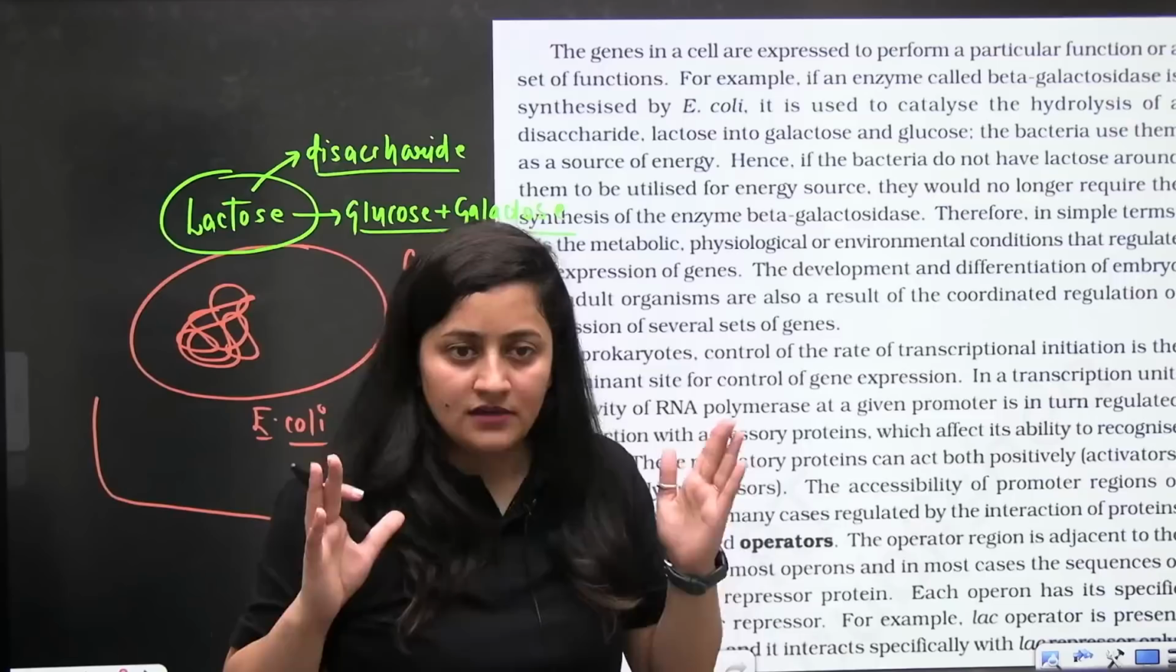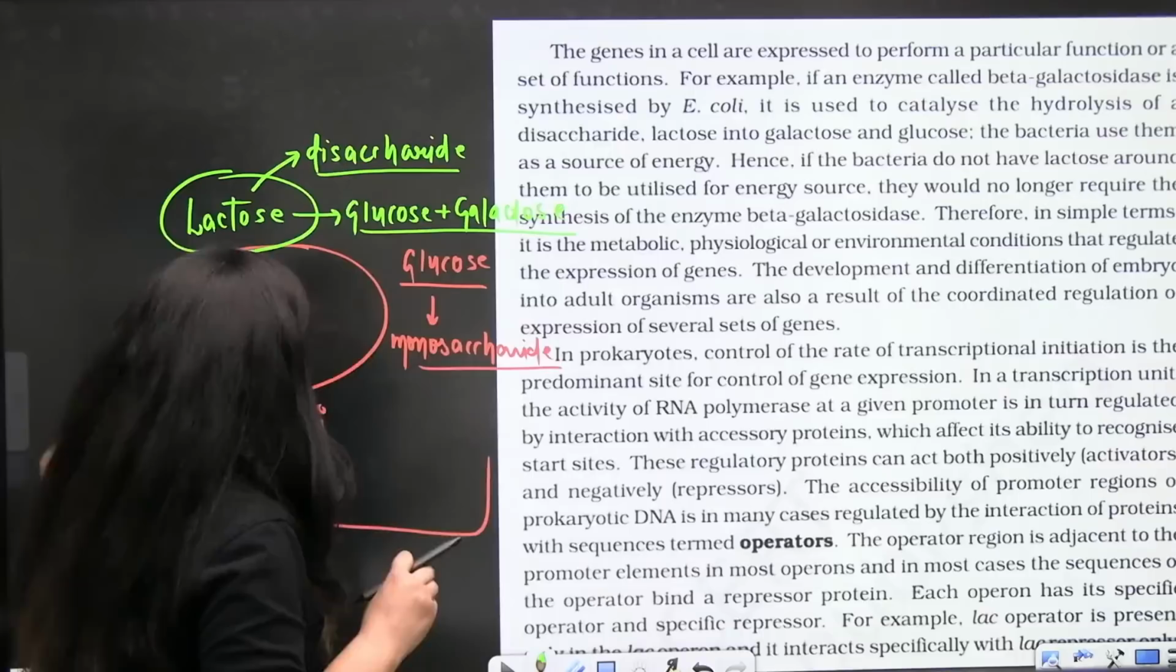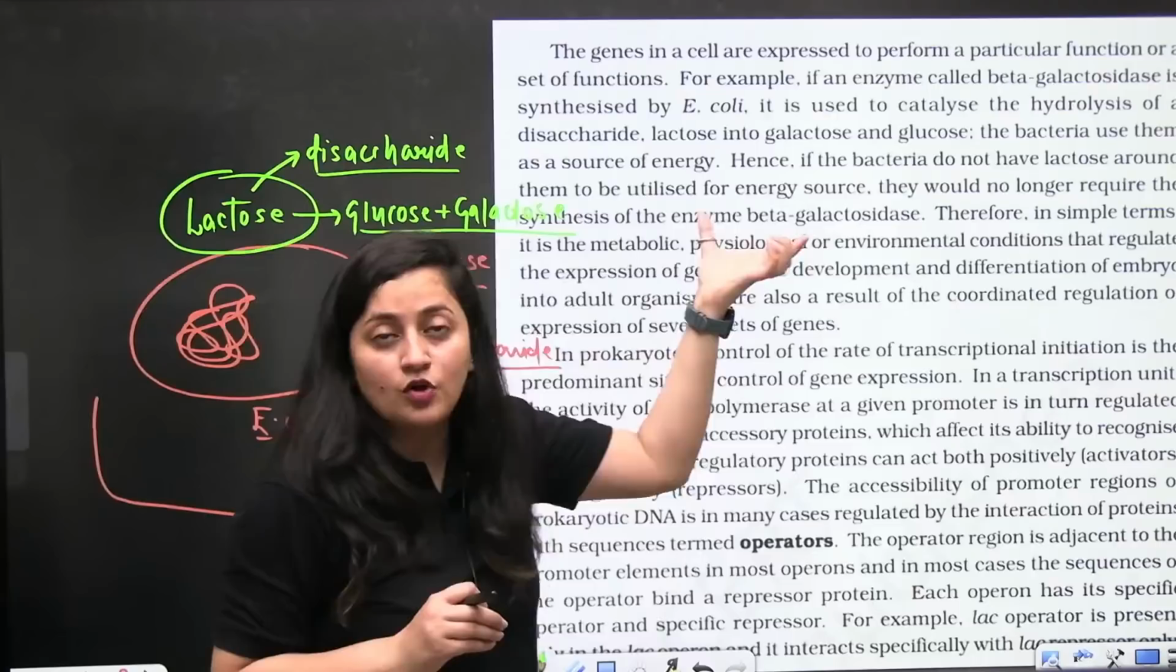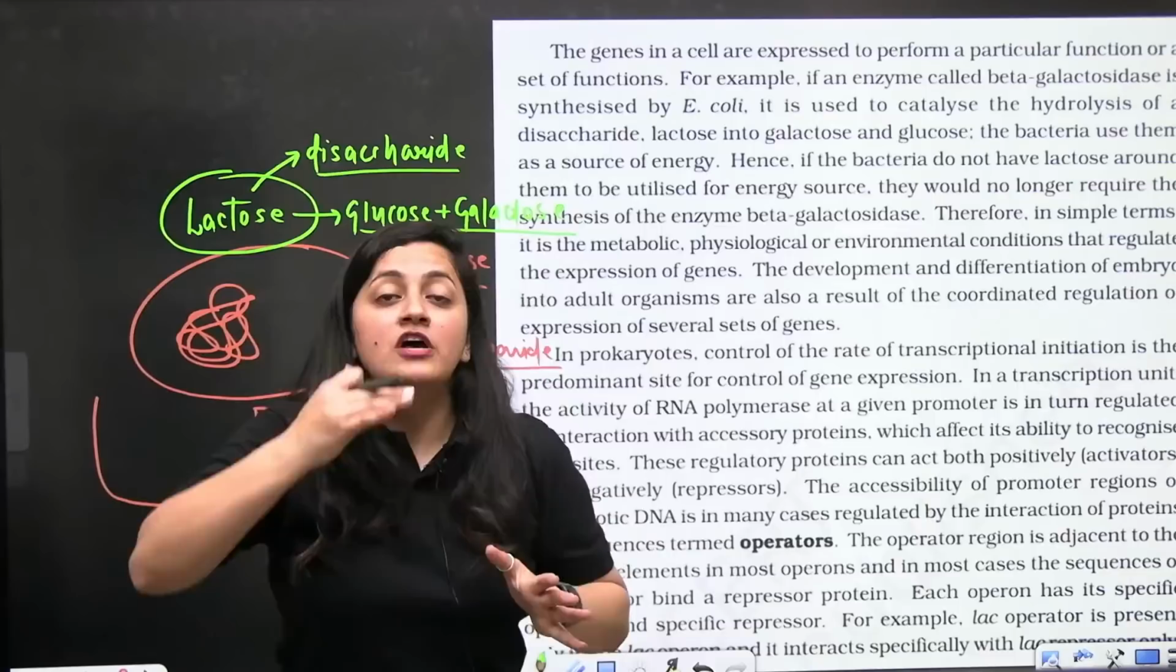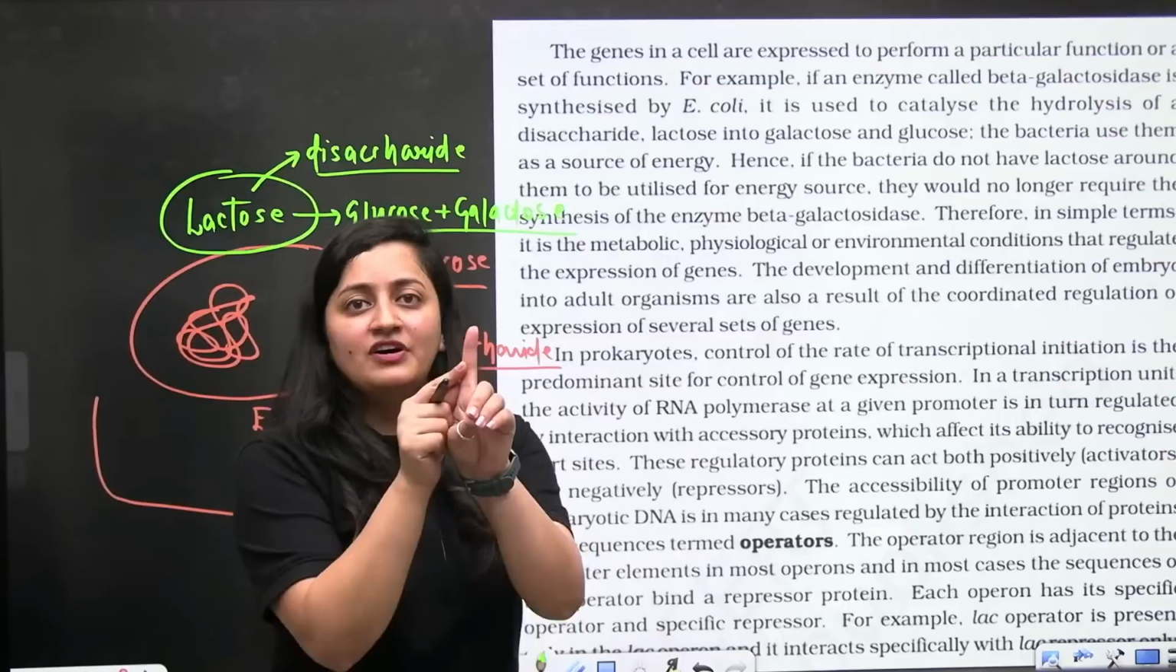So that is why, in the case of E. coli, the genes which will help in the digestion of lactose, in the breakdown of lactose, are normally switched off. By default, they are switched off. We need to switch them on. So the very first point is that the lac operon, by default, is switched off.